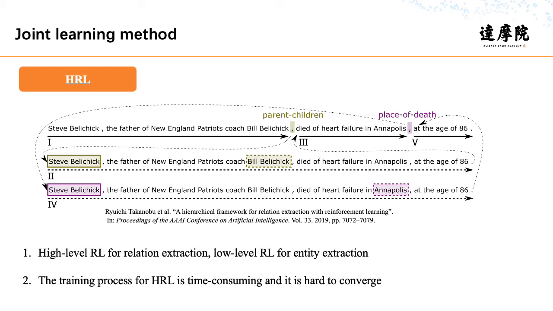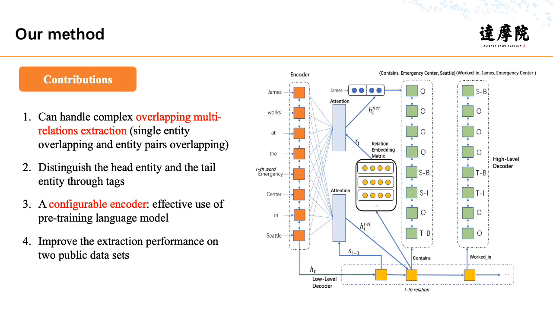This method introduced a hierarchical reinforcement learning framework to solve the overlapping relation extraction problem, which decomposes the task into using high-level RL for relation detection and low-level RL for entity extraction. However, the training process for HRL is time-consuming and hard to converge.